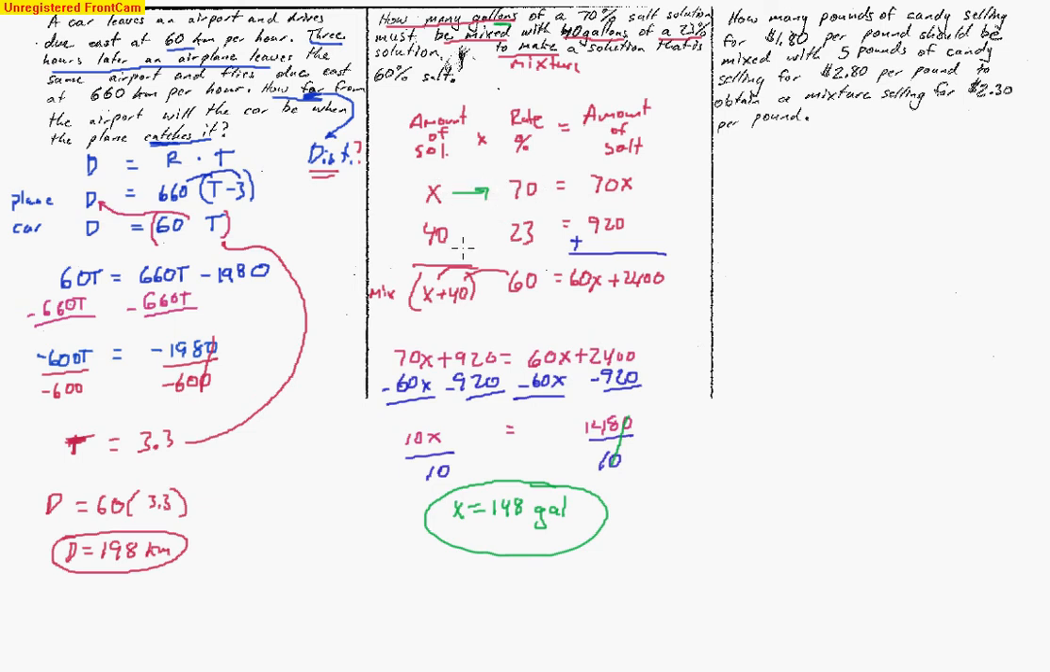So you're going to see the same type of problem with this one here. It's going to be another unknown amount of mixture, so we don't know the amount of mixture.